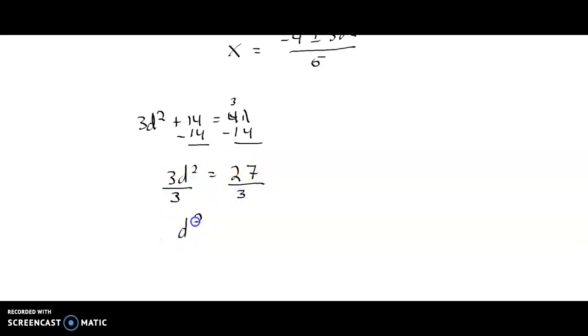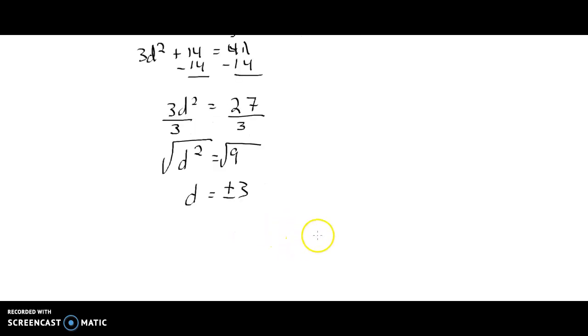Working to get that d squared by itself, 27 divided by 3 is 9. I can now take the square root of both sides. d is going to equal plus or minus 3. So it could be a positive 3 or a negative 3 to satisfy that equation.